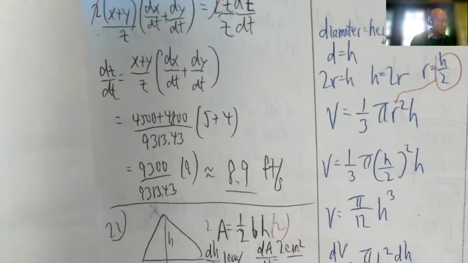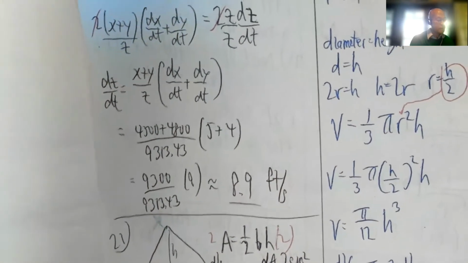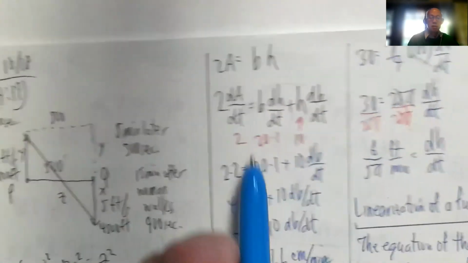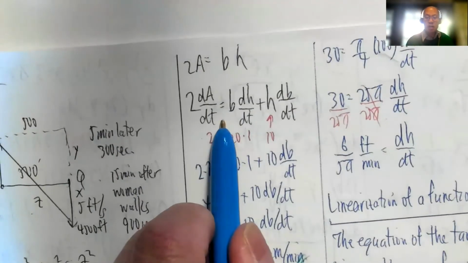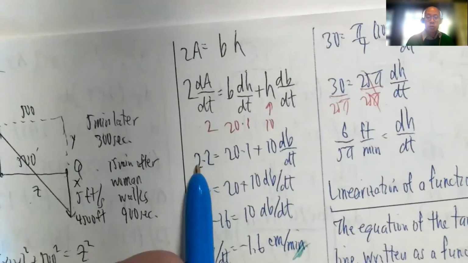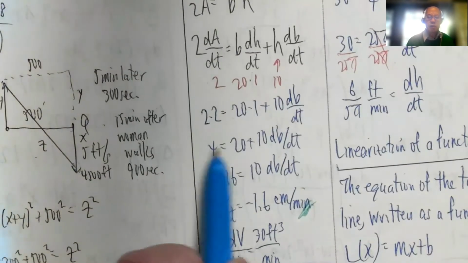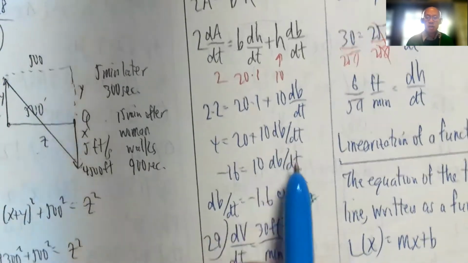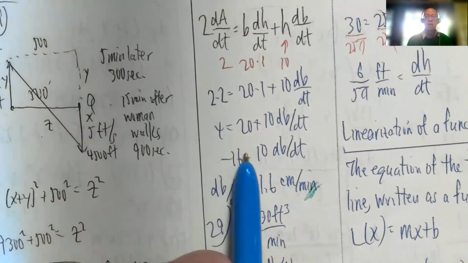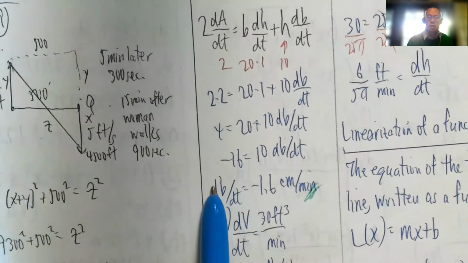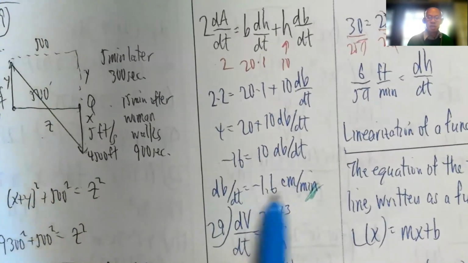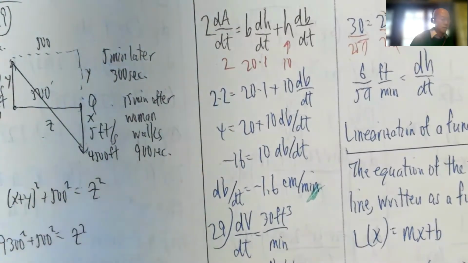So dA/dt was given to be 2 in the original problem. I worked this out as 20, and this is 1. So 2 times 2 equals 20 times 1 plus 10 dB/dt. 4 equals 20 plus 10 dB/dt. Subtract 20, negative 16 equals 10 dB/dt. So dB/dt is negative 1.6 centimeters per minute.